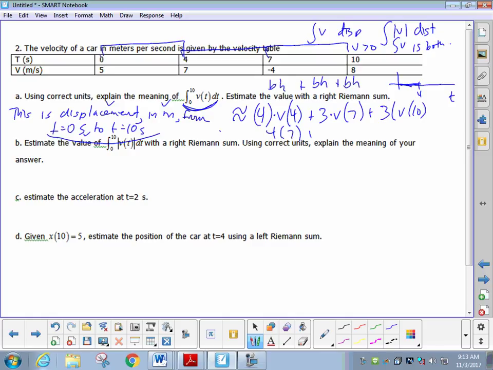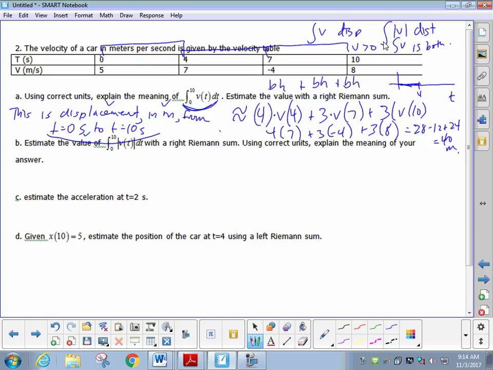4 times 7 plus 3 times negative 4 plus 3 times 8 is 28 minus 12 plus 24. So 40 meters. At time equal 10, you could say the car is 40 meters forward of where it was at time 0.